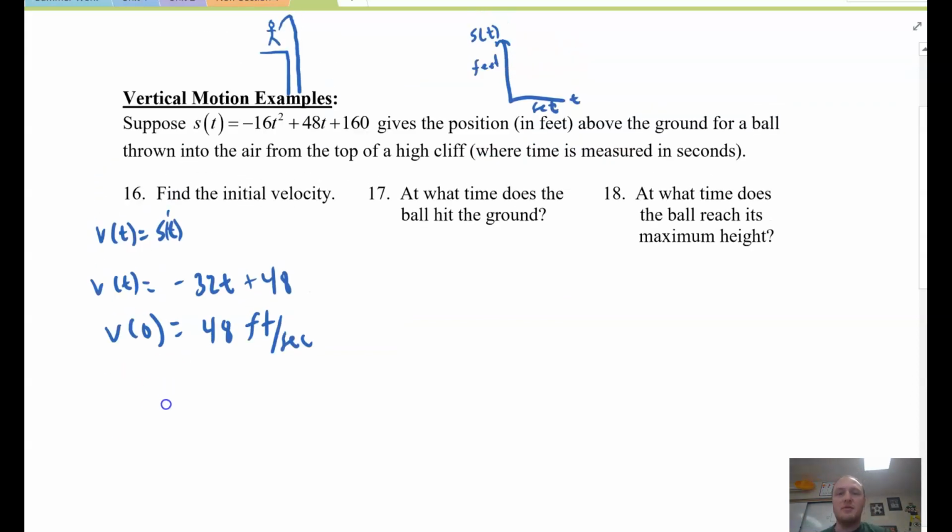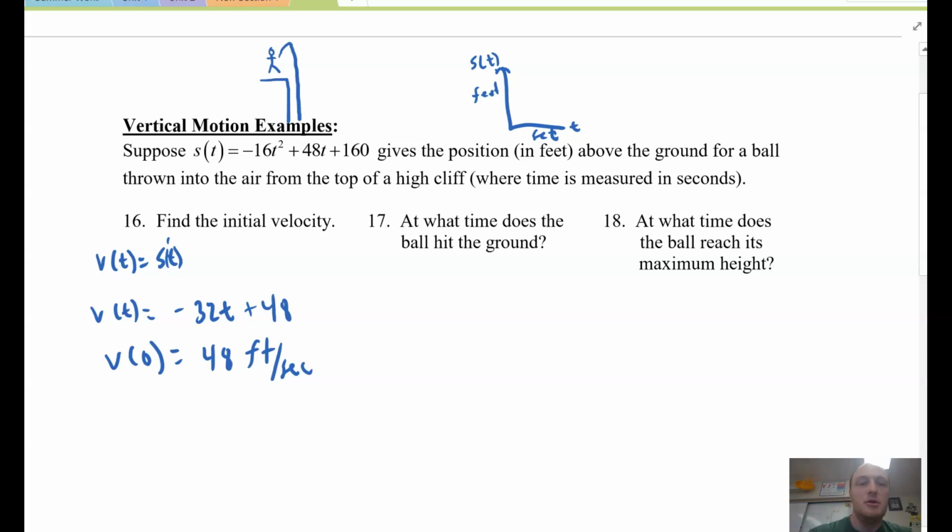Number 17, at what time does the ball hit the ground? Right here. So how long until the ball hits the ground? How am I going to know that? Well, you want the height to be 0, right? I'm going to set the function s of t equal to 0. That's when it hits the ground.